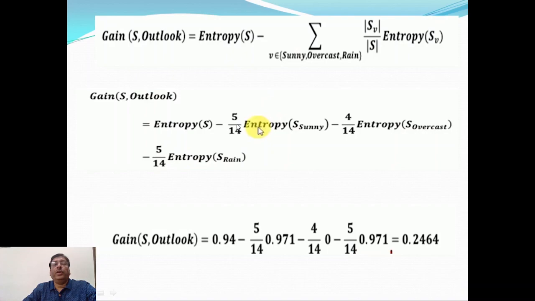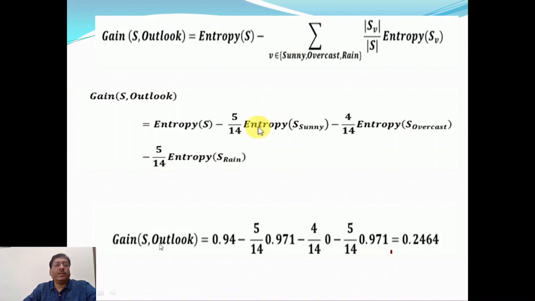5 times out of 14. So minus 5 by 14 entropy of sunny, minus 4 by 14 entropy of overcast, minus 5 by 14 entropy of rain. That means sunny appears for 5 times out of 14, overcast appears for 4 times out of 14, and then rain appears for 5 times out of 14. So then when you try to replace the values, we have the values of all this.